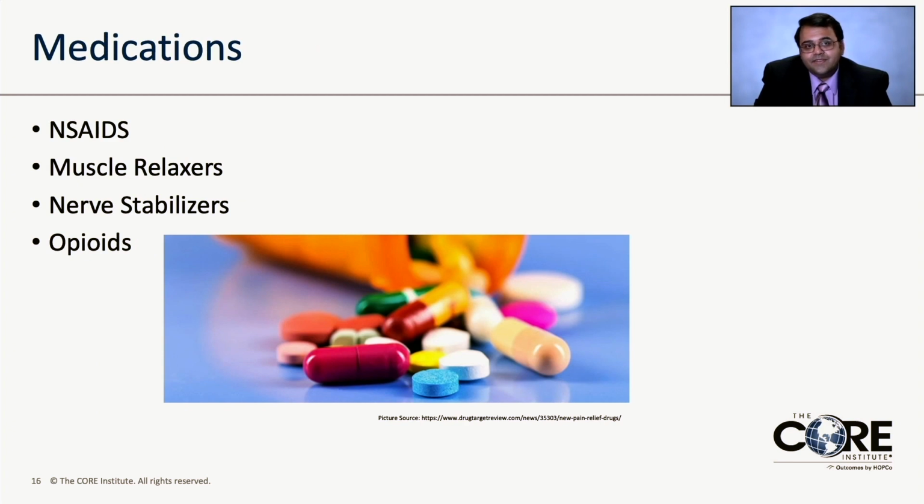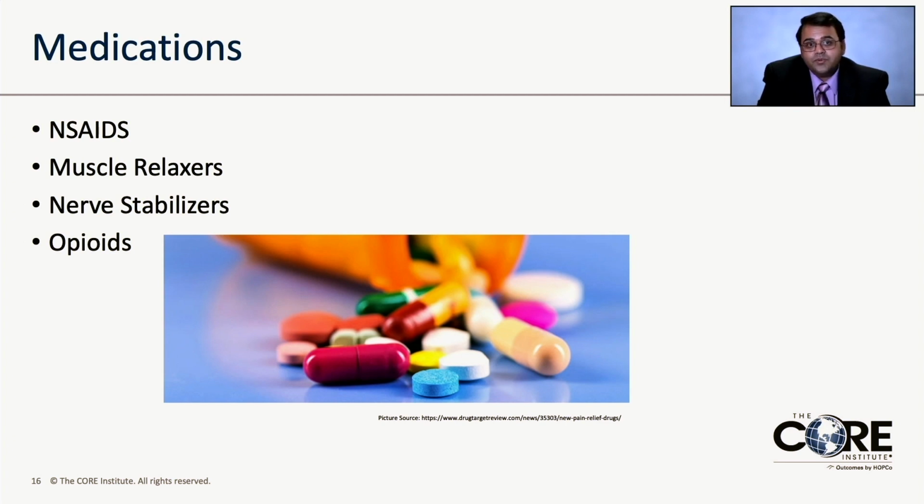So medications, there are different categories of medications out there. There are anti-inflammatories, muscle relaxers, nerve stabilizers, and then we get into opioids. The street name for opioids is narcotics, but the medical term is typically opioids. Anti-inflammatories and muscle relaxers are usually the first line. We want to try the non-addictive options first to see if that improves the pain.